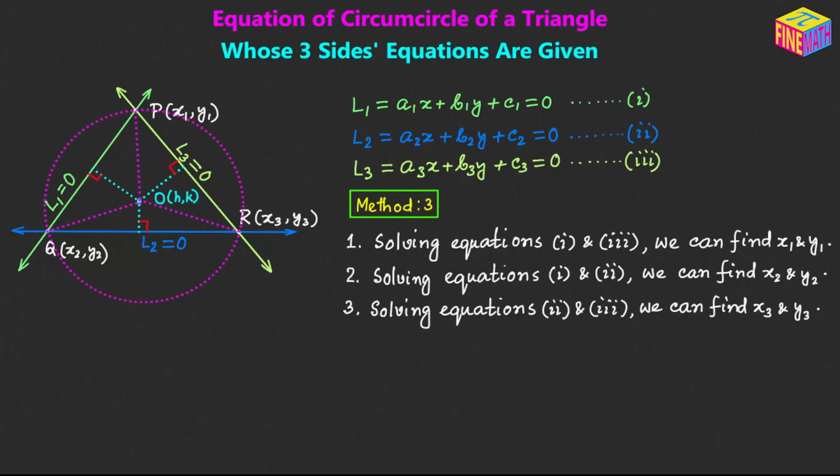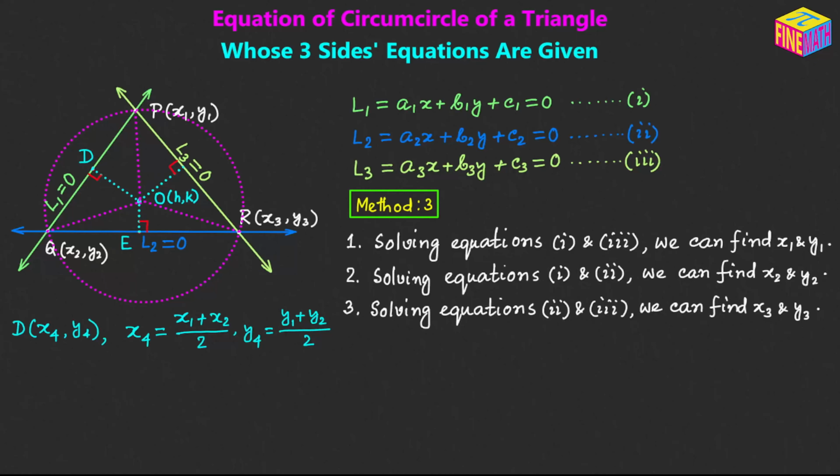In method number 3, let's assume that the midpoint of PQ is D and the midpoint of QR is E. So what would be the coordinates of D? Well, the coordinates of D, if we assume to be x sub 4, y sub 4, then their values would be like this, because D is the midpoint of PQ. We know the coordinates of P and coordinates of Q. So we can easily find out the values of x sub 4 and y sub 4 using the midpoint formula.